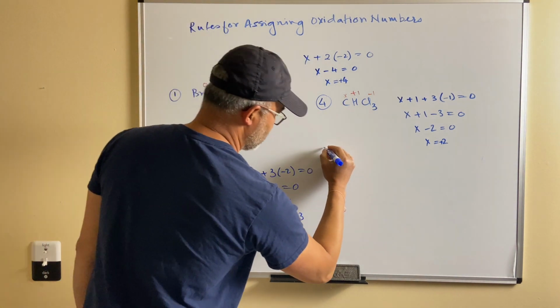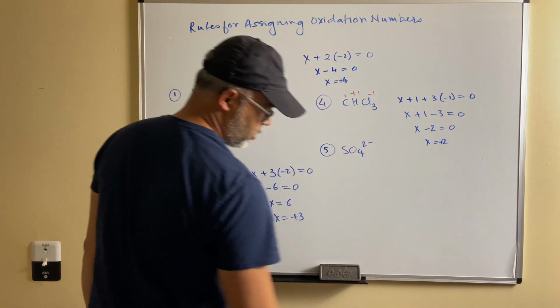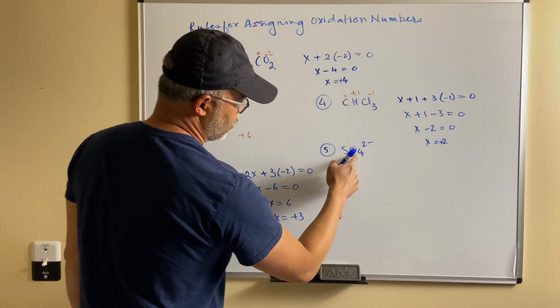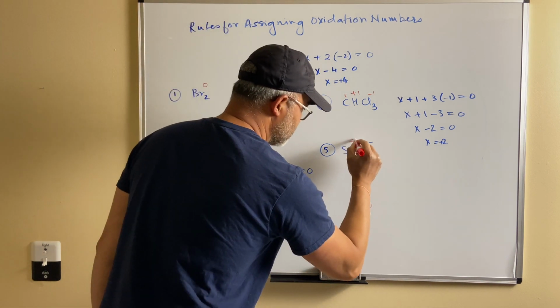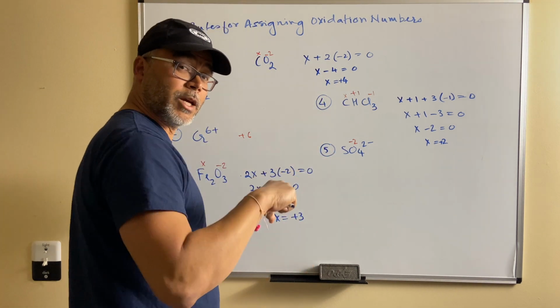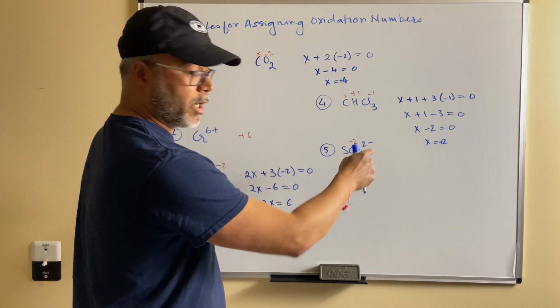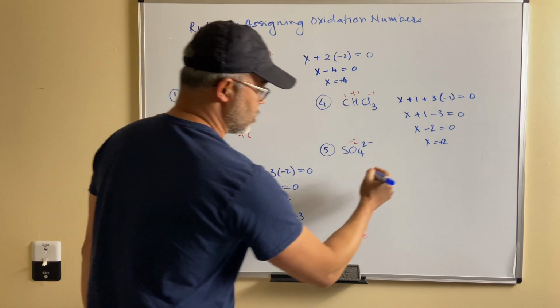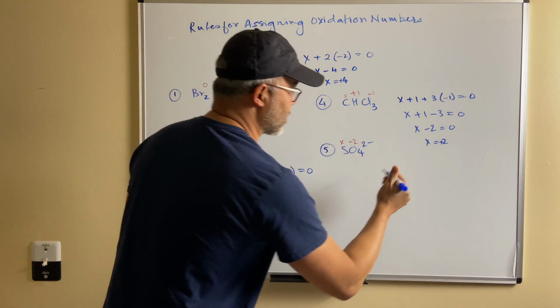Here's another one. This one is a polyatomic ion, SO4 2-. Oxygen is -2. We don't know sulfur. Now remember, this time when we set up the equation in X, the equation will be equal to -2, because it equals the charge on the species. So let's assume sulfur is X, and we're going to solve for X.